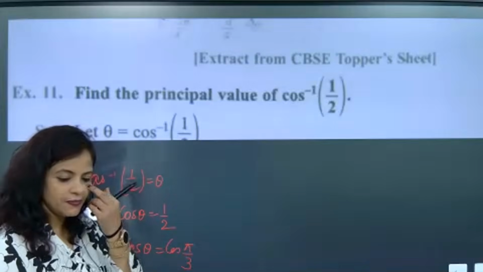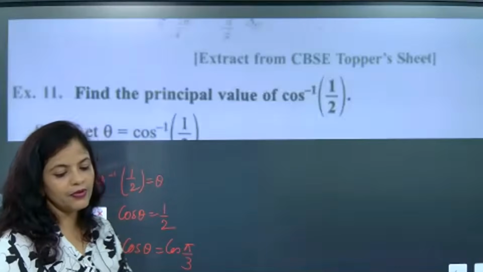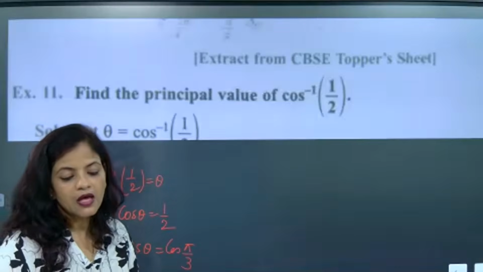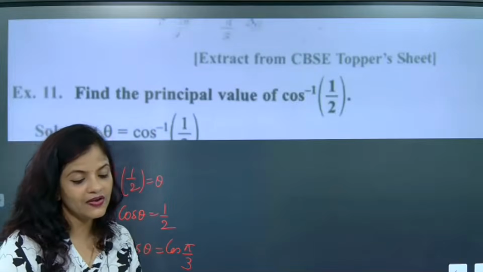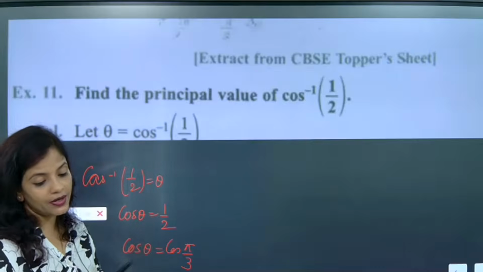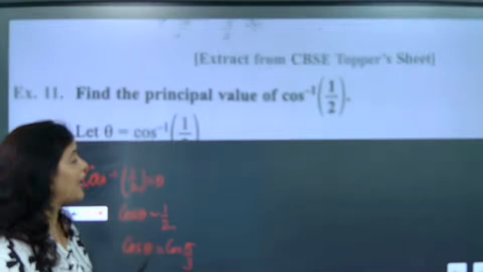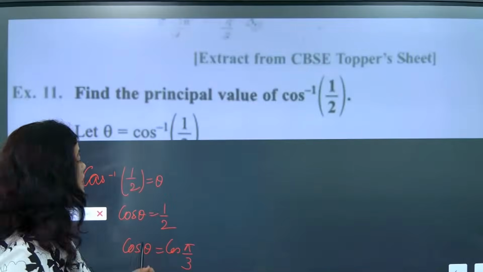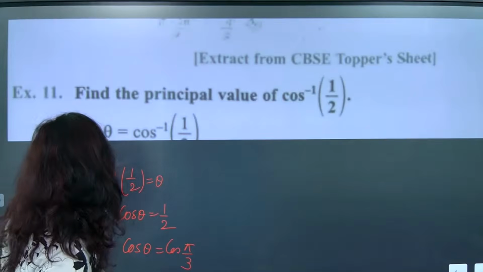Pi by 3 is 60 degrees. Remember, I am explaining one time: cos 30 degrees is root 3 by 2, cos 45 degrees is 1 by root 2, cos 60 degrees is 1 by 2. And for cos 60 degrees, you must write pi by 3. Pi by 3 is 60 degrees.